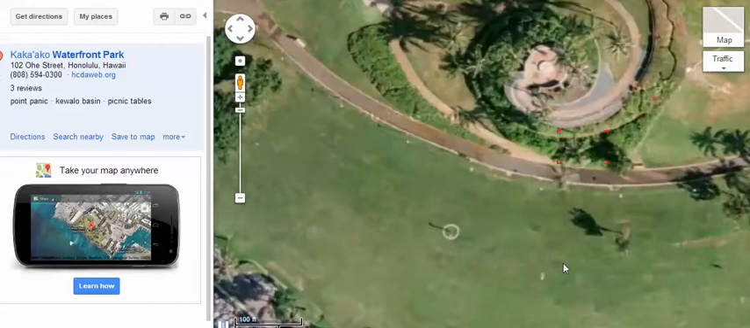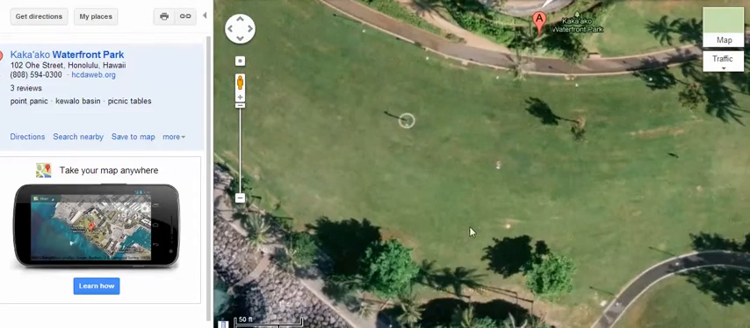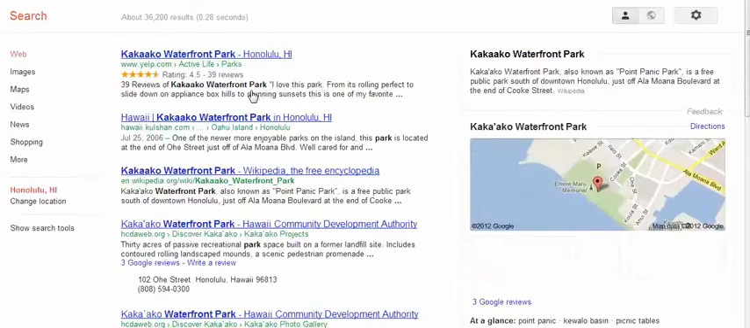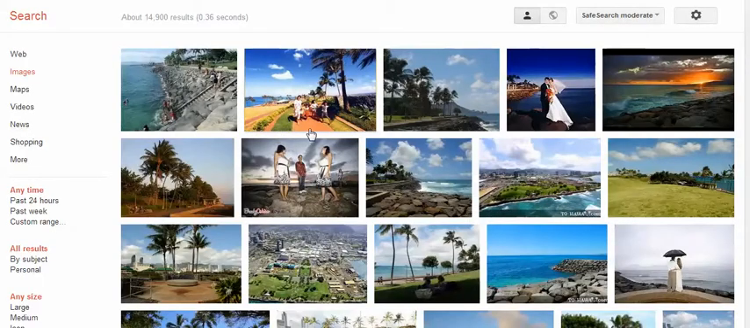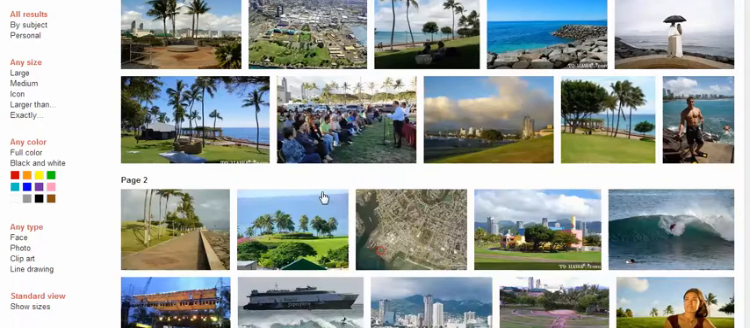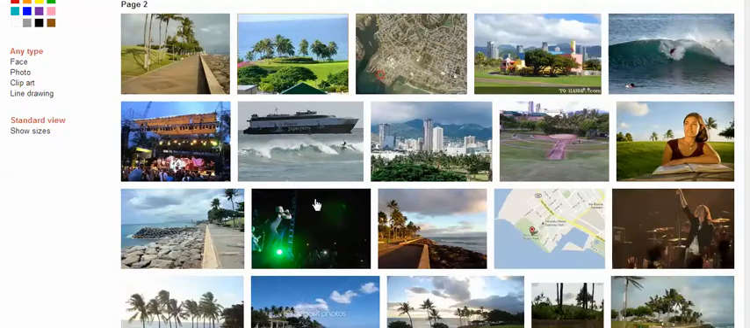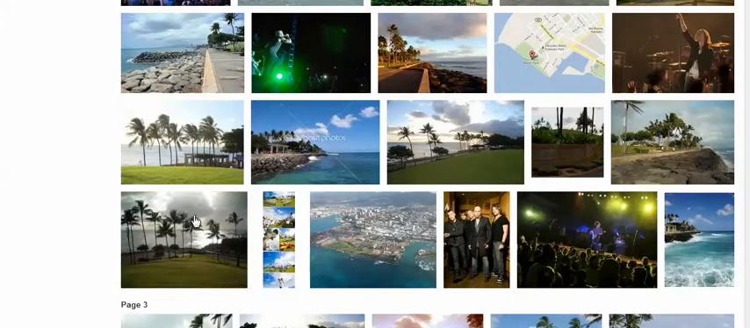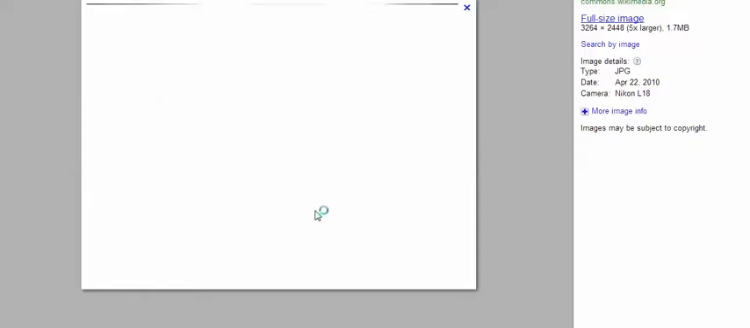See, you can't really tell from this map. You can't zoom in anymore, but this map has these epic hills. There we go. Kaka'ako Waterfront Park. Oh, plenty of people got married there. But, alright, here we go. This possibly could be a good picture right here.